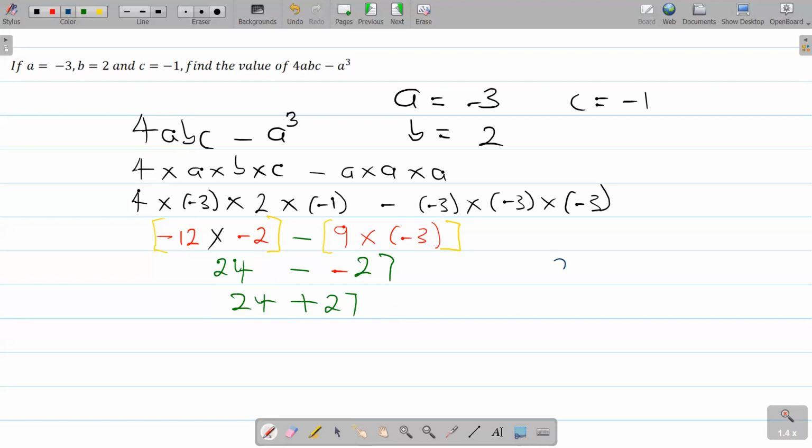So we can do 24 and 27. Not simple math. 7 plus 4, what do you get? I get 11. 11. So yeah, then we bring the 1 here. 2 plus 2 is 4, plus the 1 is what? 5. It's 5, yeah. Good. So our final answer becomes what? 51. 51, yeah. Is it okay now?